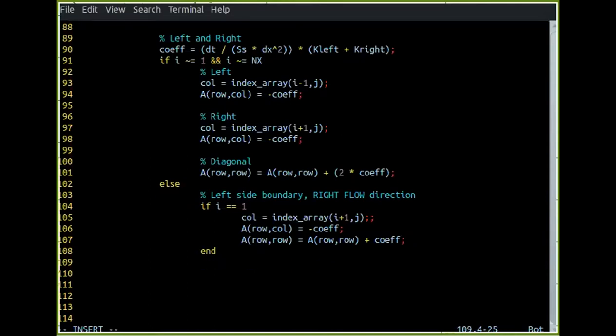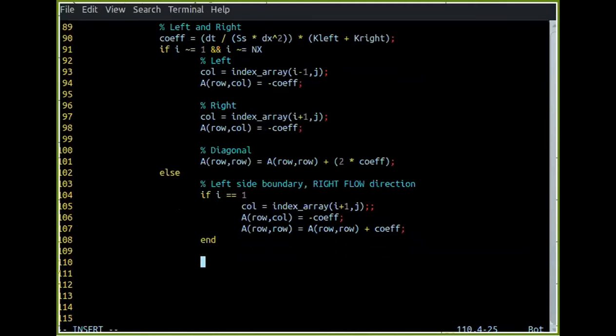Okay, so that's our left side boundary condition here. There's more. Let's go ahead and end that for now. So now we've got to do our right side boundary condition. Any questions on the left side boundary condition?